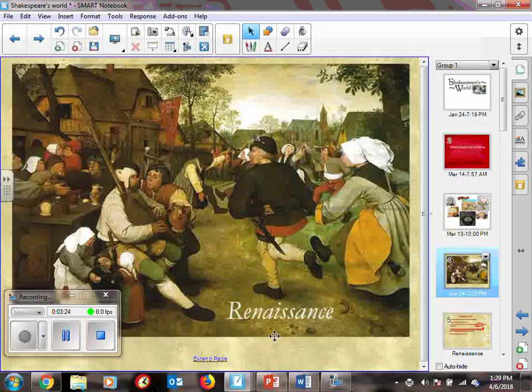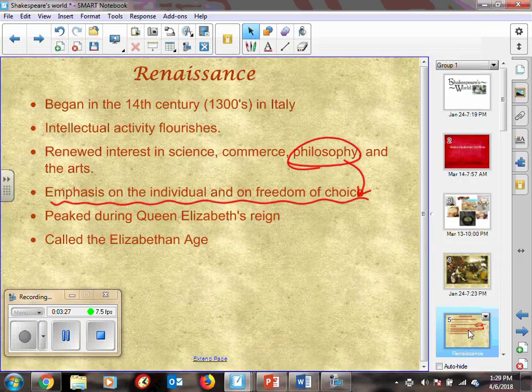Okay, so we want to talk a little bit about this time period. It began in the 14th century, and remember that what is difficult about that is that 14th century means it's the 1300s. So anything in the 1300s is considered part of the Renaissance. And this is when intellectual activity flourishes. It means that they were all about science, commerce, philosophy. All of those things were really important during the Renaissance. They really emphasized that people had individual choices.